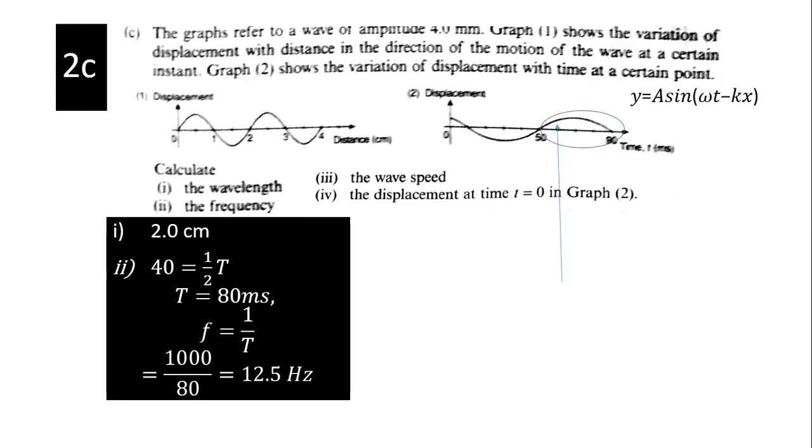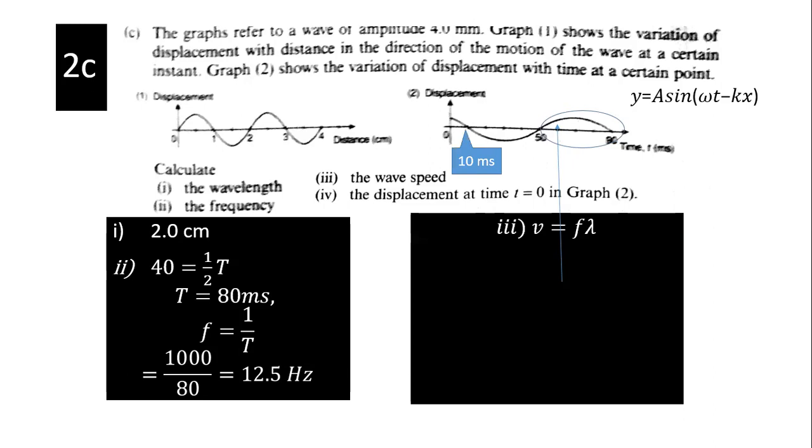Wave speed, v equals 12.5 times 2.0. v equals f lambda. Right? v equals f lambda. Put in your value. Your f is that one. Your lambda, we have calculated. Yeah, that one there. You put cm, then your answer will be in cm. Then the displacement at time t equals 0, this one.